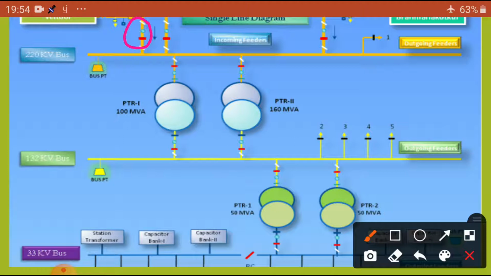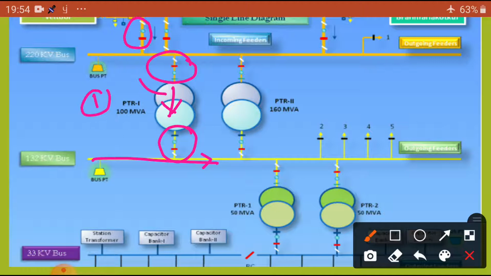After that, it is connected to the bus bar, and after the bus bar you can check the protective equipment once again on both sides, the primary side and the secondary side. Once again it steps down from 220 kV to 132 kV and is connected to another bus. Here this is one PTR, this is a second PTR, both connected in parallel.